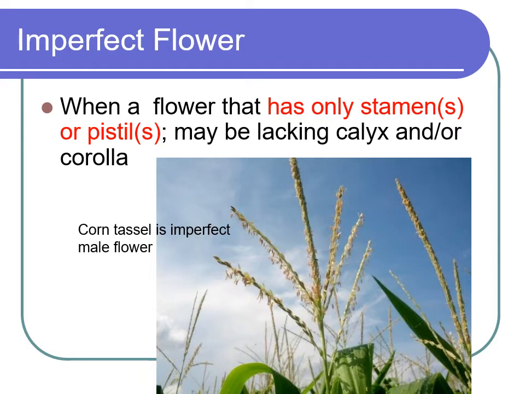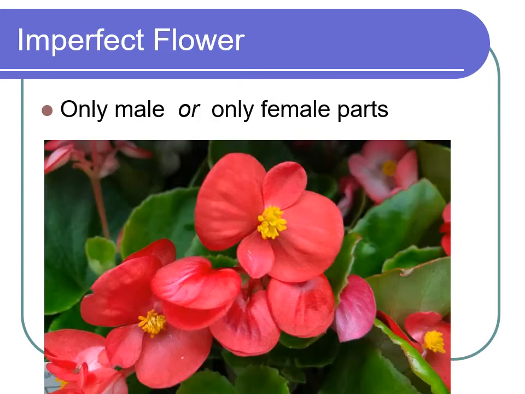So in this case, a corn tassel at the top of the corn plant is an imperfect flower that is also staminate because it is a male flower. And there is no calyx or corolla. Again, begonias, they can be only male or female, so they are imperfect.